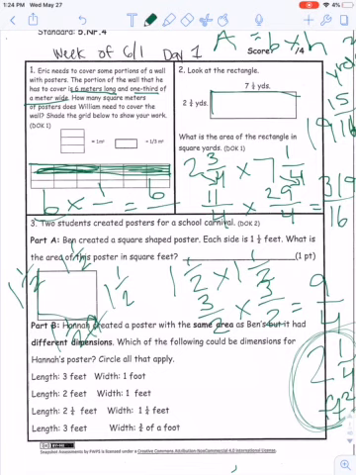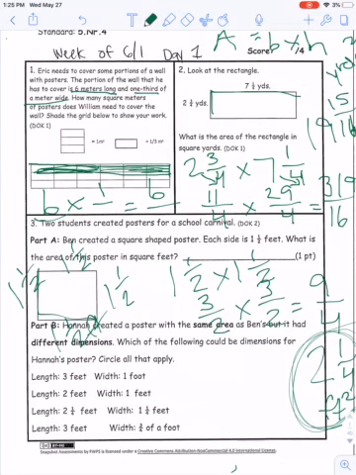Hannah created a poster with the same area as Ben's, so the area is 2 and 1/4 feet squared, or 9/4 feet squared, but it had different dimensions. Which of the following could be dimensions for Hannah's poster? Circle all that apply. So more than one could be right. We know that right off the bat. So we need to go through each one and multiply to see if we can get 9/4 or 2 and 1/4 feet squared for any of them.